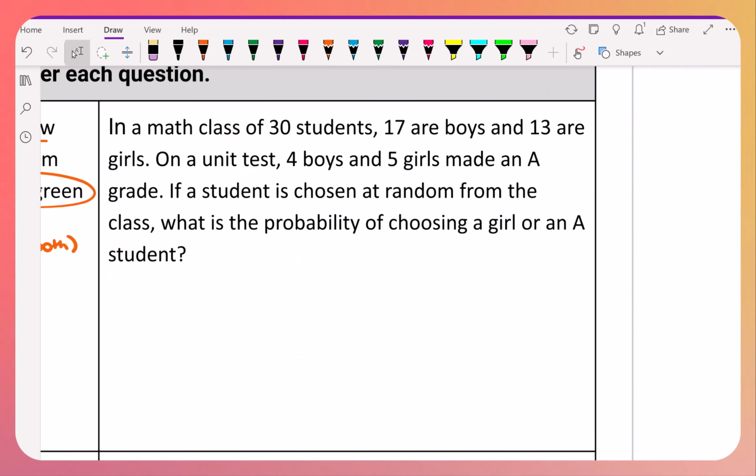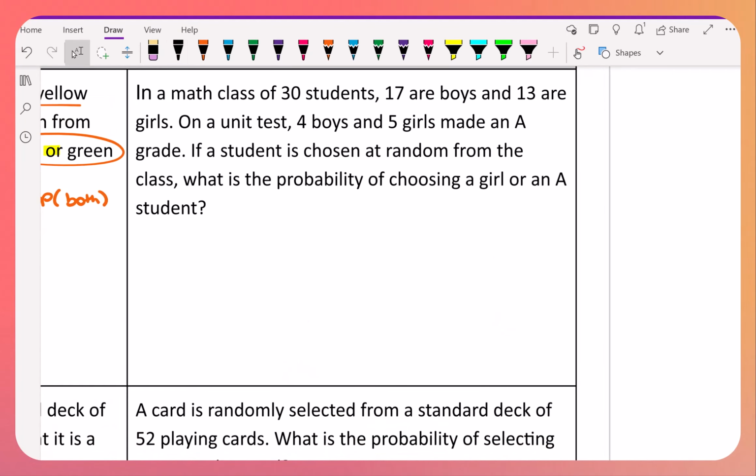Okay, so for the next question, we have a math class of 30 total students. We have 17 that are boys and 13 are girls. And on a unit test, 4 boys and 5 girls made an A. If a student is chosen at random from the class, what is the probability of choosing a girl or an A student? So let's go ahead and set this up. So the probability of choosing a girl or an A student. That just means that they made an A on that test.